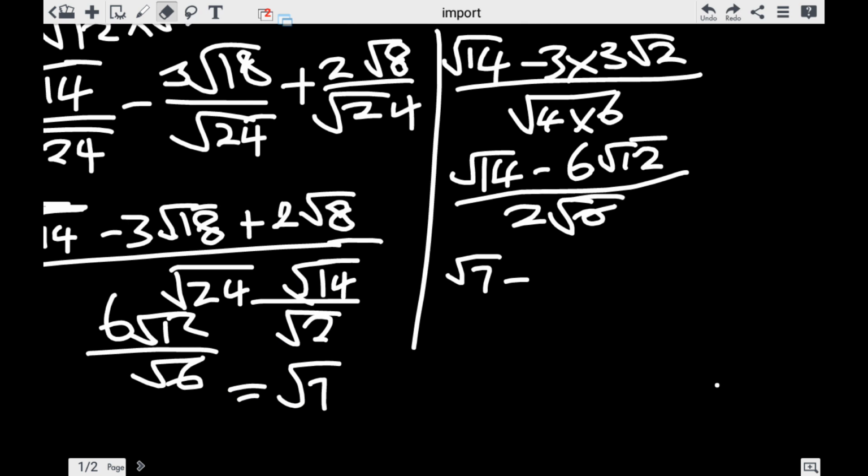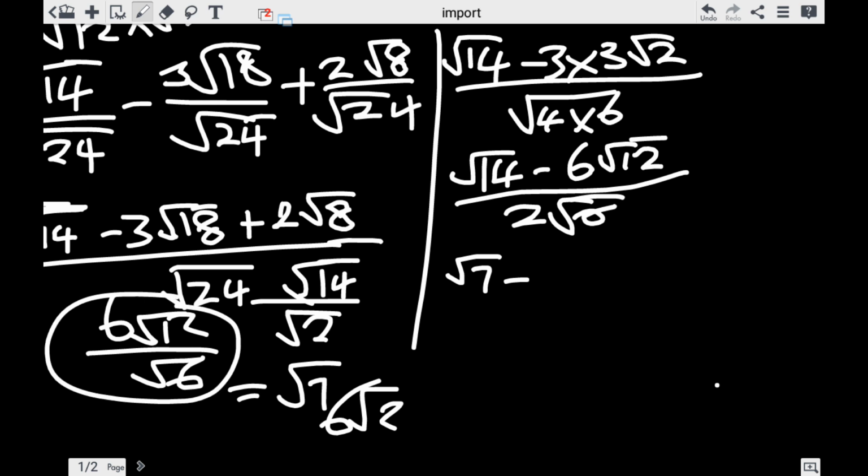So how many 6 are in 12? So we have 2. So therefore we should get 6 root 2 for the quotient of 6 root 12 and root 6. So you get 6 root 2. So put your 6 root 2 here.